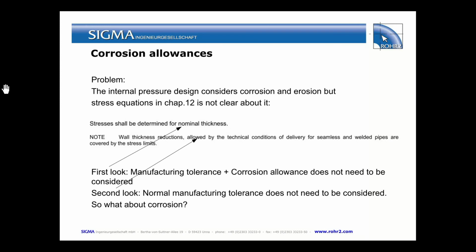Let's also have a look at the corrosion allowance. The problem is here that in the internal pressure design calculation, corrosion and erosion needs to be taken into account, but chapter 12 is not very clear about it.